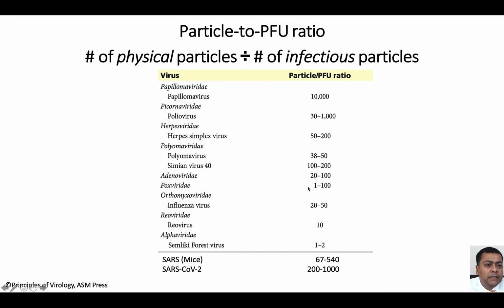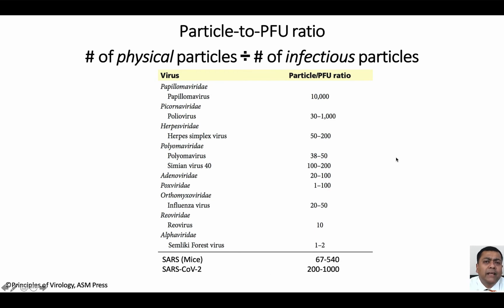On the other hand, for poxvirus the number is 1 to 100. If it is 1, that means again 100%, all of them are infectious. On the other hand, if it is 100, then out of 100 viruses only one is infectious. So if you take 10,000 virus particles, 9,900 of them will be non-infectious, just 100 of them will be infectious. So that's how it is. For SARS-CoV-2, it is 2,000 to 1,000. For SARS in the mice, it's 67 to 540.